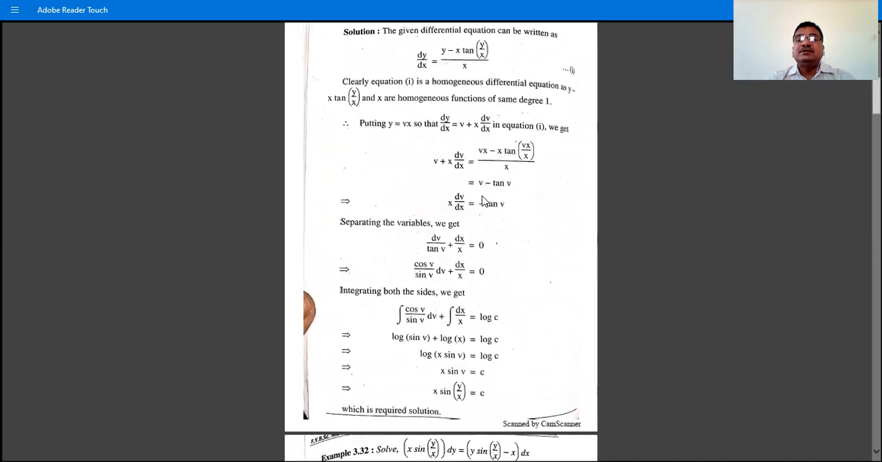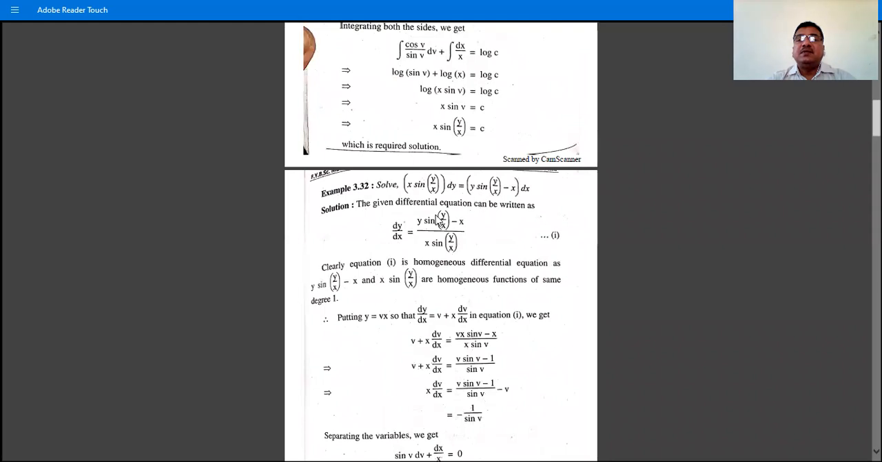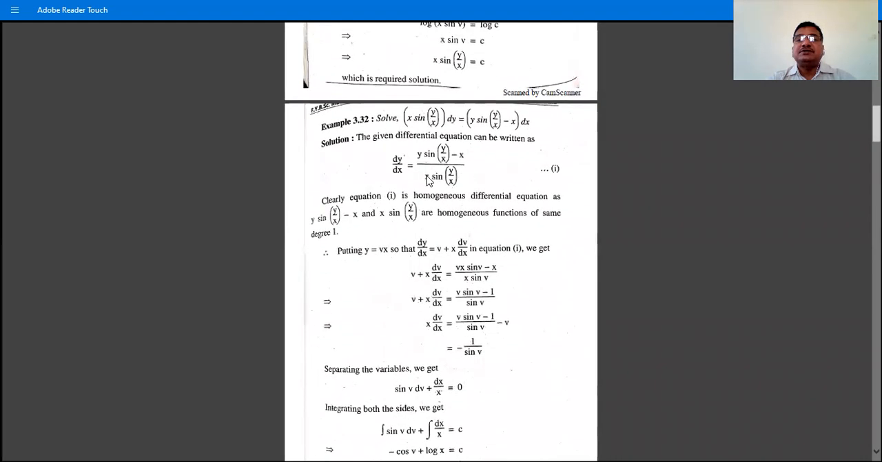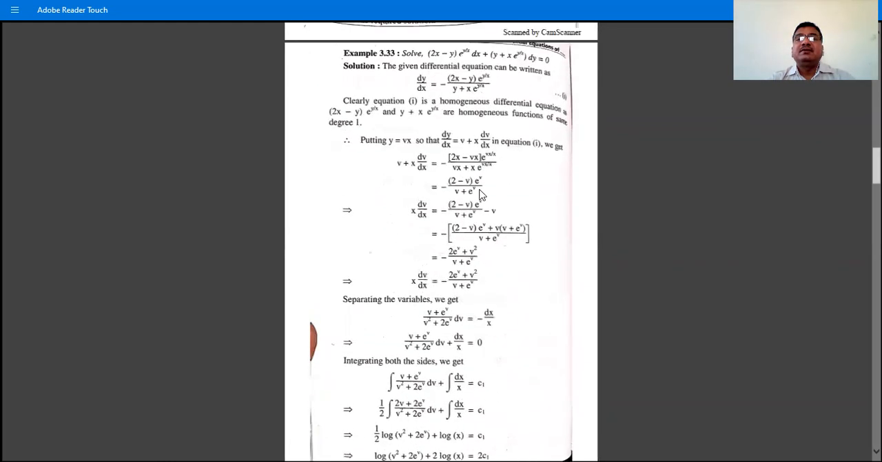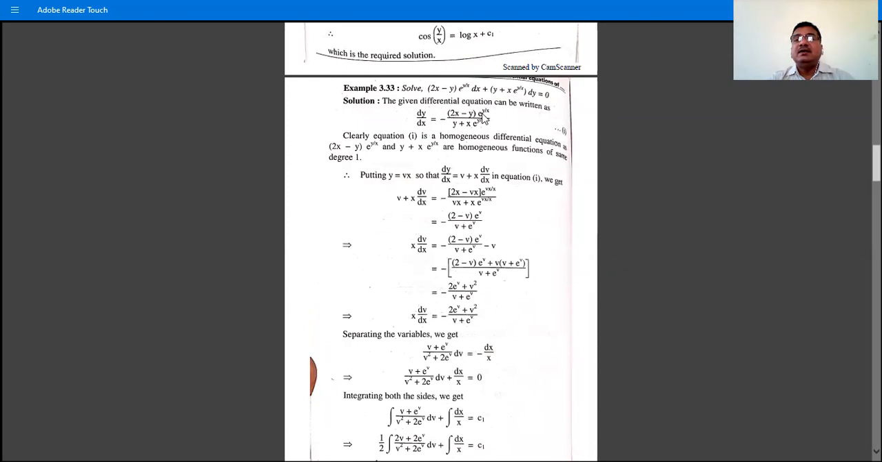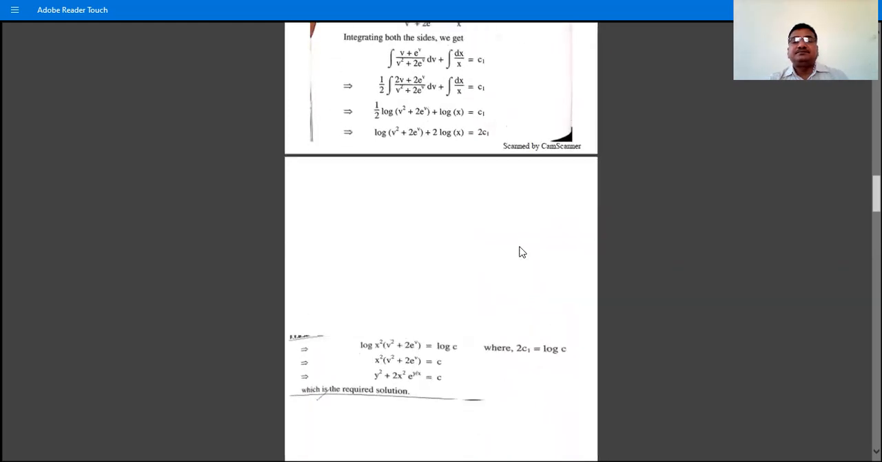So how can we check this? y sin y by x minus x is a homogeneous function of degree 1. This x into sin y by x is a homogeneous function of degree 1. So how can you check this for a homogeneous function? If you consider this y into sin y by x minus x as f(x,y), and if we find f(tx, ty), then it is t raised to n f(x,y). So this is a homogeneous function of degree 1. Similarly, 2x minus y e raised to y by x is a homogeneous function of degree 1. y plus x e raised to y by x is a homogeneous function of degree 1.